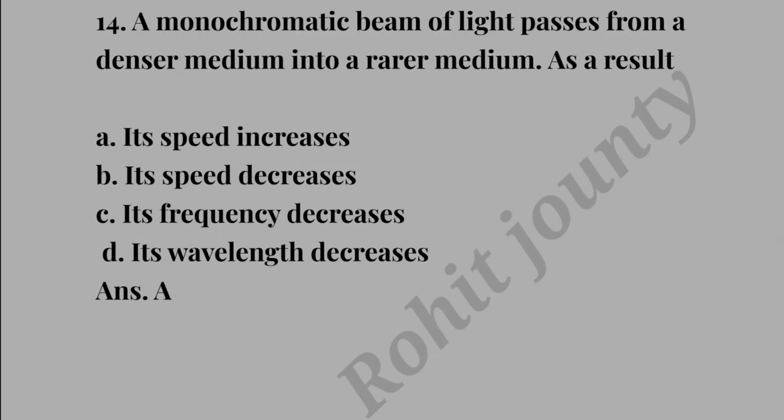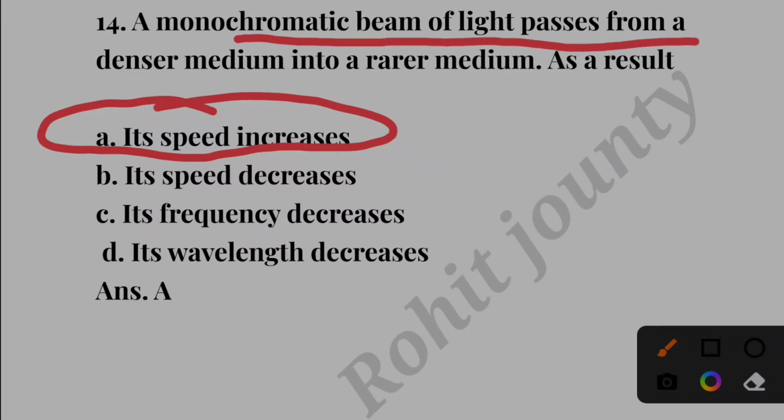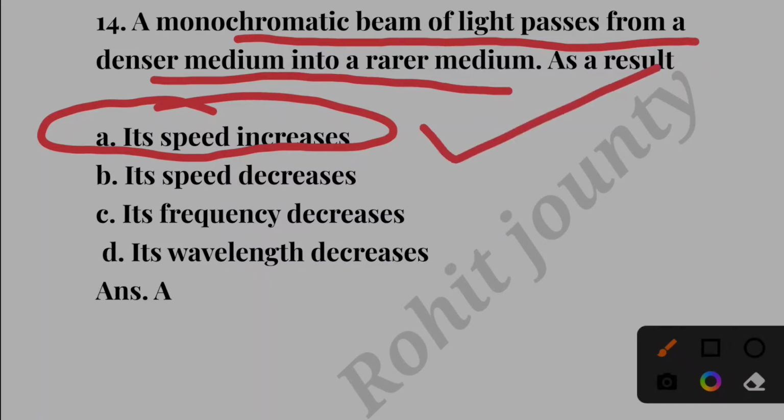Question number 14. A monochromatic beam of light passes from a denser medium into a rarer medium as a result. Option A its speed increases, option B its speed decreases, option C its frequency decreases, option D its wavelength decreases. The correct answer is option A its speed increases. A monochromatic beam of light passing from a denser medium into a rarer medium results in its speed increasing. A is the correct answer.